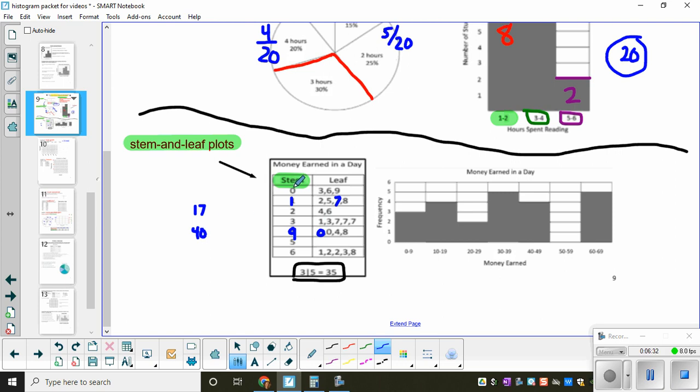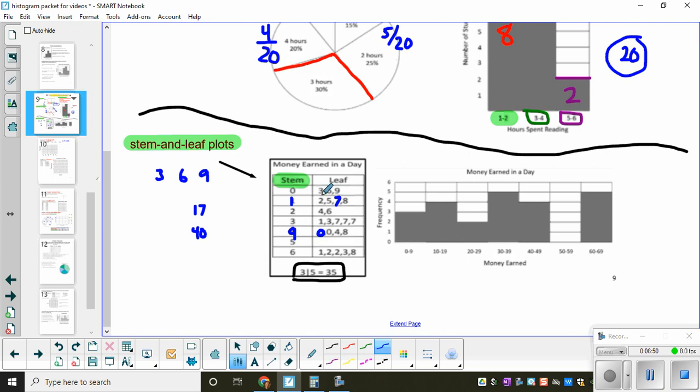Up here when the stem is 0, we've got the numbers 3, 6, and 9 that would also be in the data set. 3 is in it, 6 is there, 9 is there. We'd have a 12, a 15, a 17, and an 18, and so on. Okay, so that's how the stem and leaf plot works.